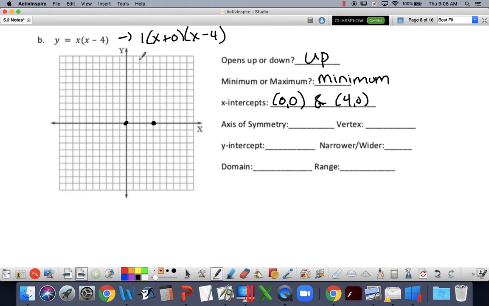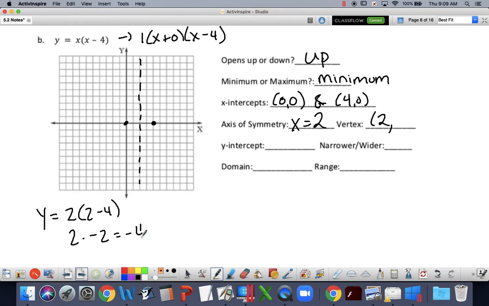Then I go ahead and I plot my axis of symmetry. Notice with this one, I really didn't have to do the math. I could tell right away that the number in between these two was just the number 2. But in order to find the vertex, I do need to plug 2 into my equation up here. And I get out that it's at -4. So I've got (2, -4).